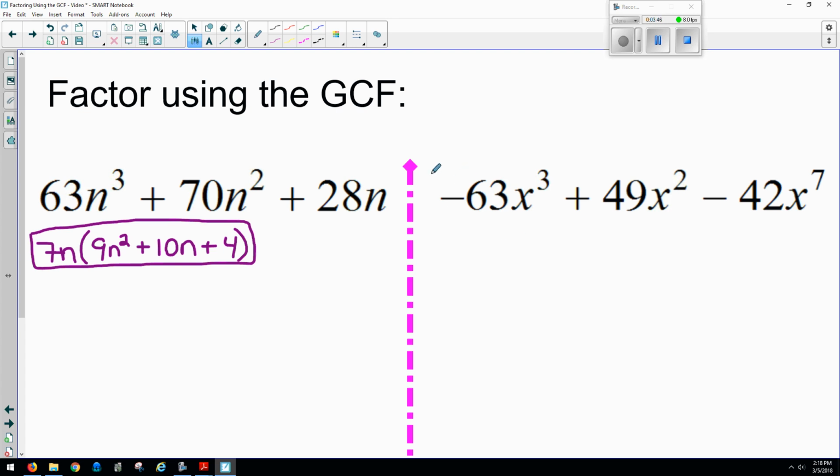I'm going to have you do this problem right here, and we're going to continue with this discussion in class. See you then.